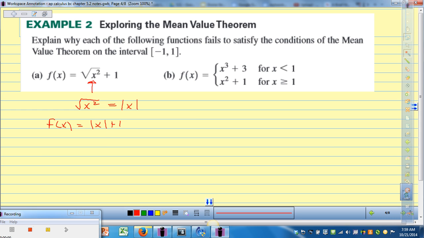So why would the mean value theorem conditions fail for this function? We've got a sharp turn, a cusp, whatever you want to call it. We have a cusp or a corner at x equals 0. So it is not differentiable.